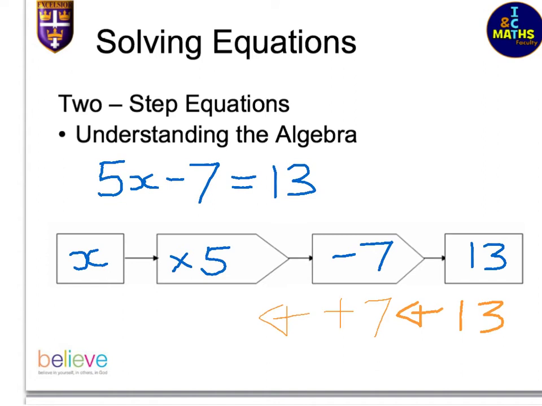Continuing towards finding out what x is, I need to do the inverse now of multiply by 5. And the opposite of multiplying by 5 is to divide by 5. And so this should help me go from 13, add 7, which would be 20, divide by 5. I now know that x must have originally been the number 4.